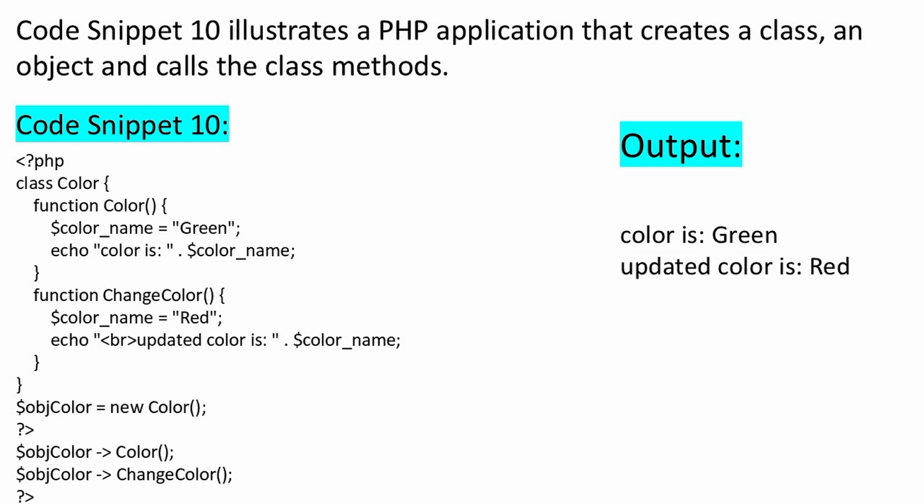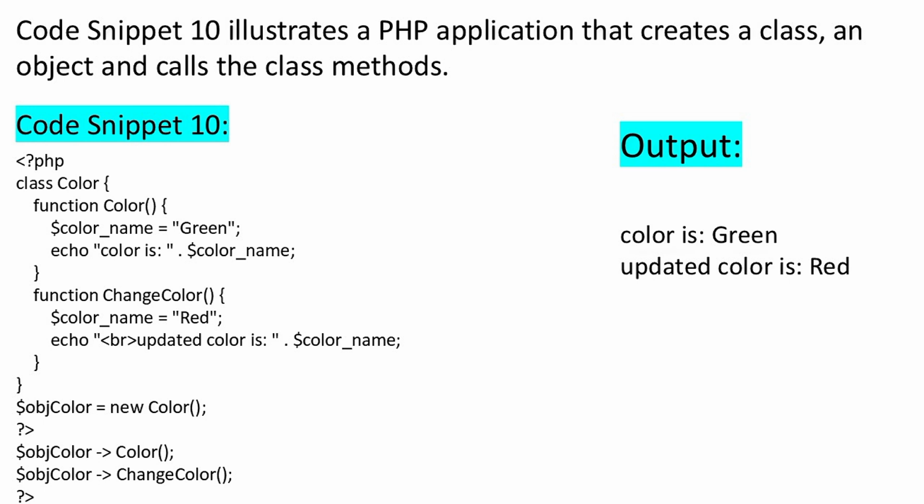The statement objcolor runs the first method again, printing color is green, and the statement objcolor change color runs the second method, printing updated color is red. The final output on the screen shows two lines.